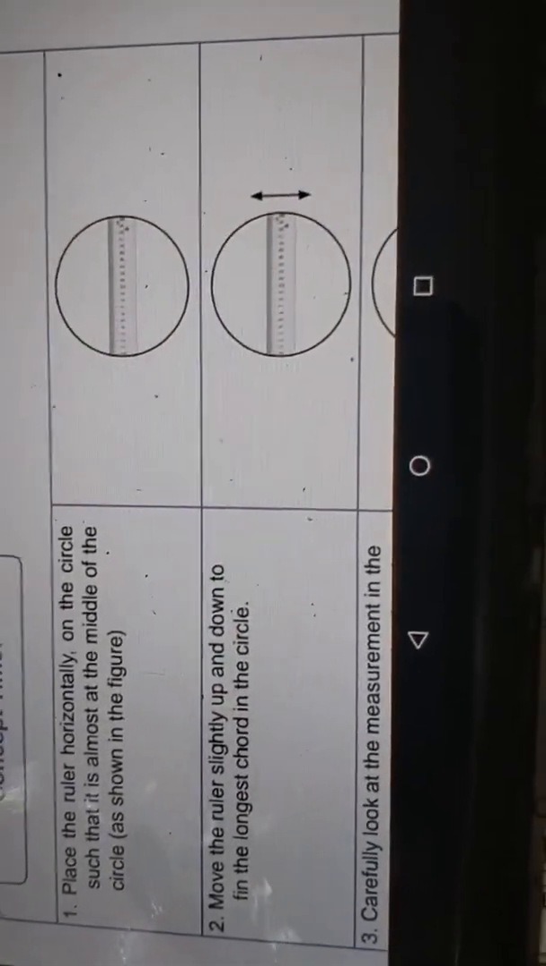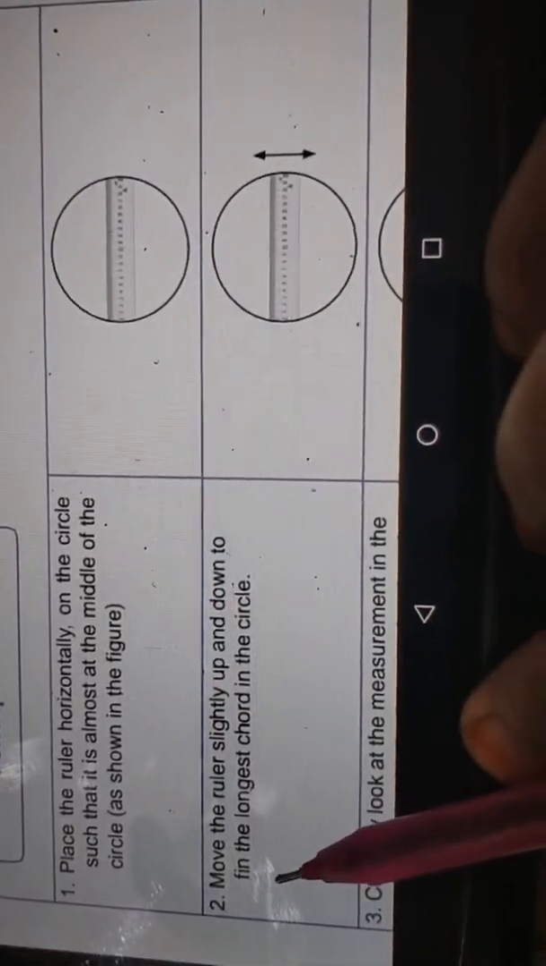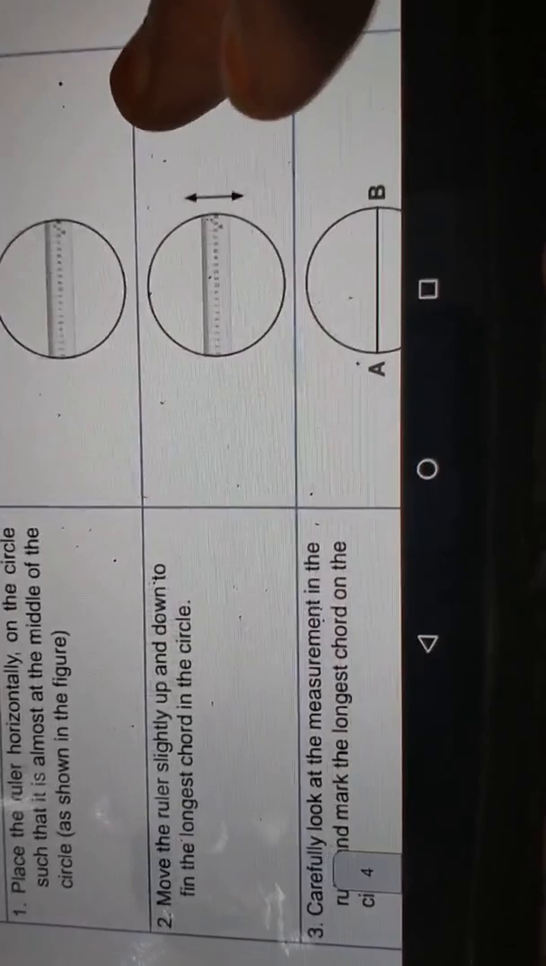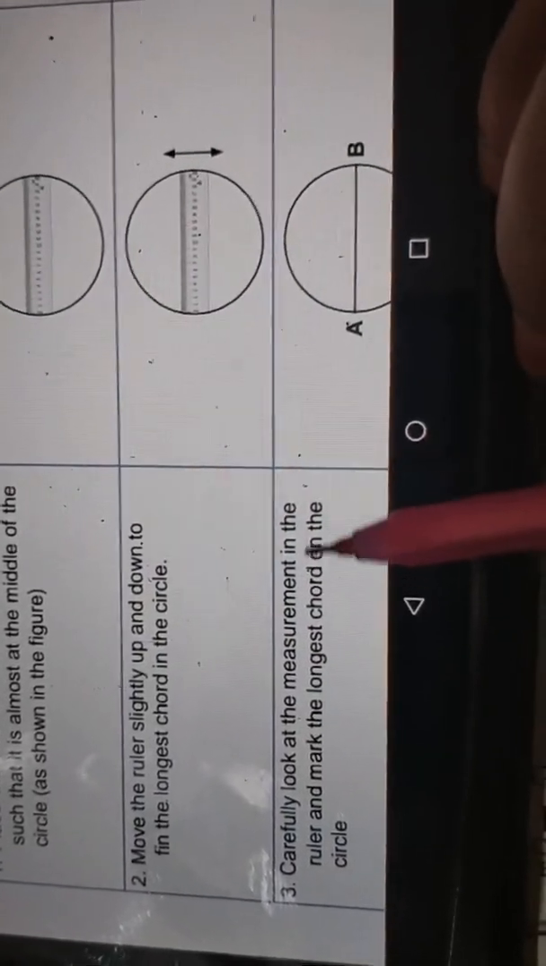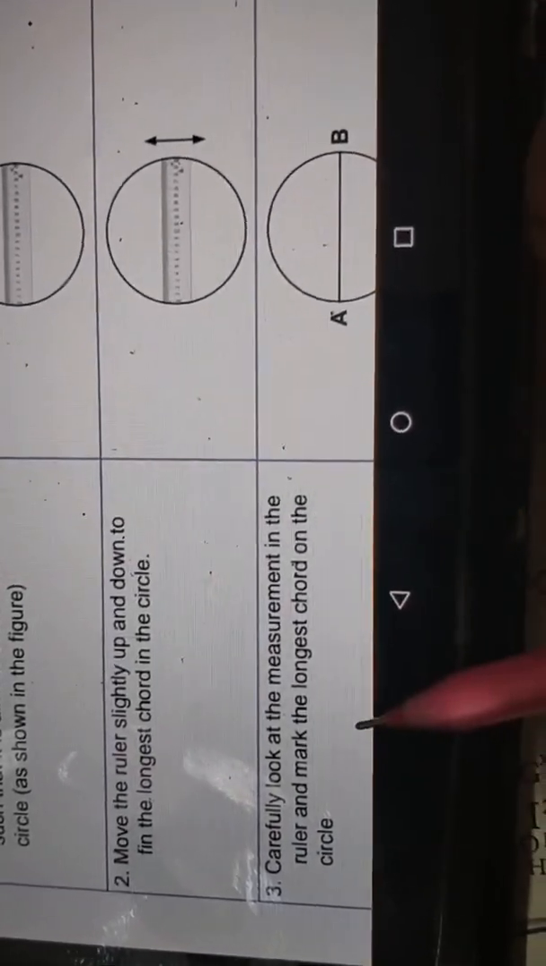Then we have to draw one line, and then again what we have to do, we have to move the ruler slowly up and down and find the longest chord on the circle. Then students, carefully look at the measurement on the ruler and mark the longest chord on the circle.